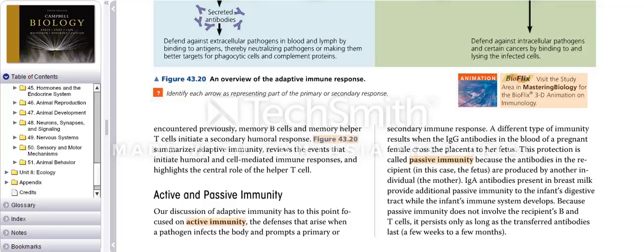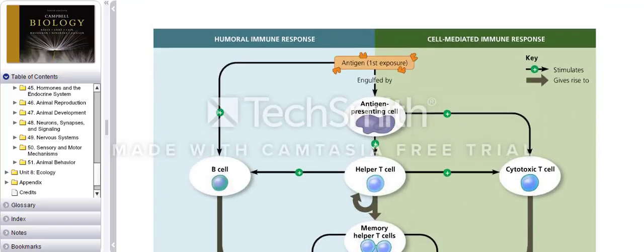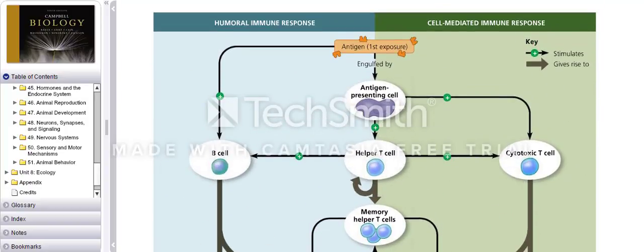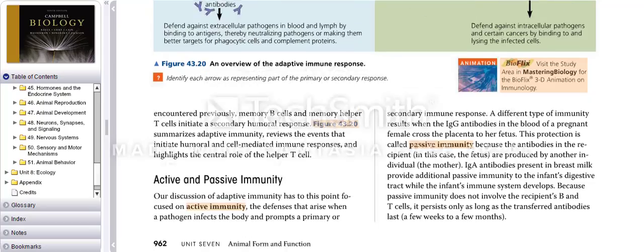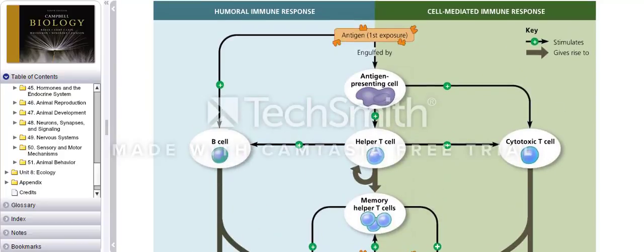So this large figure on this page, we're going to get an overarching view of adaptive immunity, which we've been talking about for the past two sections. And we're going to take a quick look at this before we come down here and talk about active and passive immunity. So, as we've said in this section, we've got the two different sections. You got humoral response, cell-mediated response. We get a first exposure.